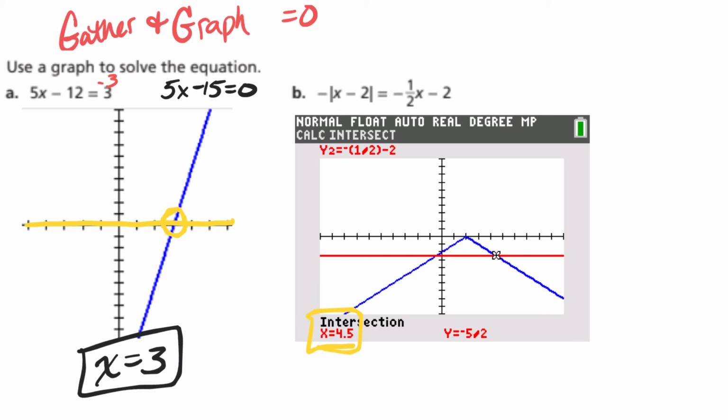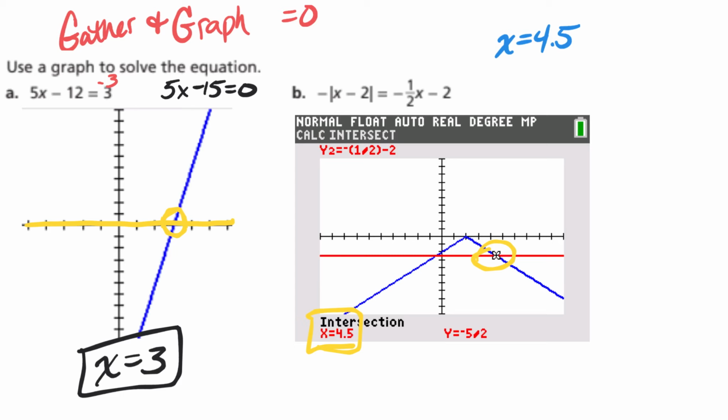So when we graph these two equations, I could have set them equal to 0 and seen where it crossed the x-axis, or we can do it this way. So I see that these cross at x equal to 4.5. So that is one of our solutions. That's when the two equations are equal to one another.